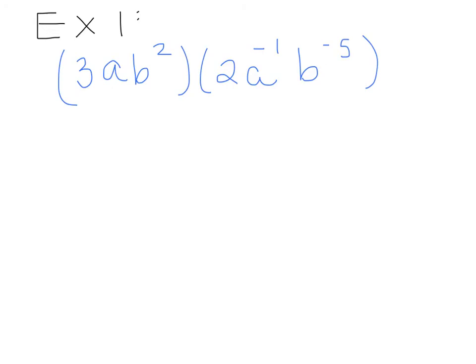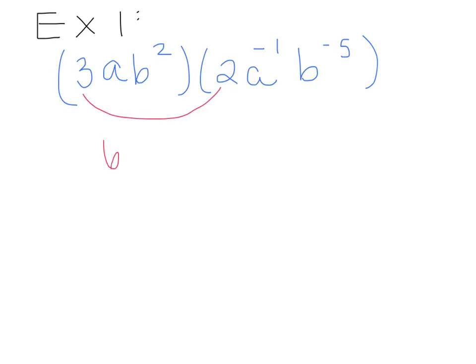Okay, in example 1, we have 3ab to the second being multiplied by 2a to the negative first power, b to the negative fifth power. Now there's a couple of different ways of starting this problem, and depending on how you see it, it could change, but your answer should still be the same. Since it's multiplication, you multiply the numbers since they're coefficients, and 3 times 2 gives you 6.